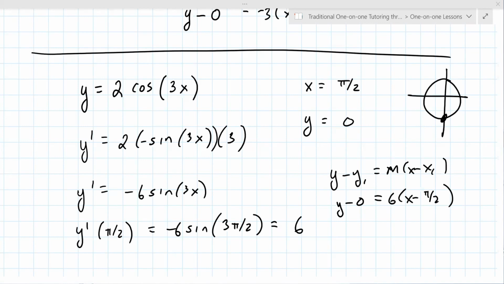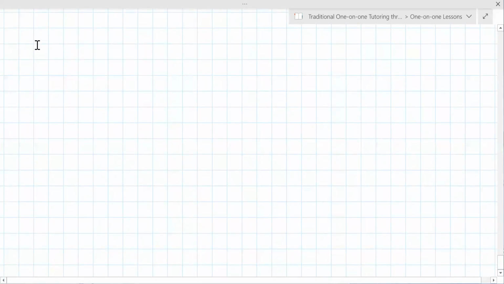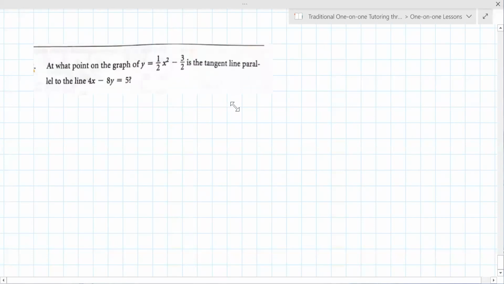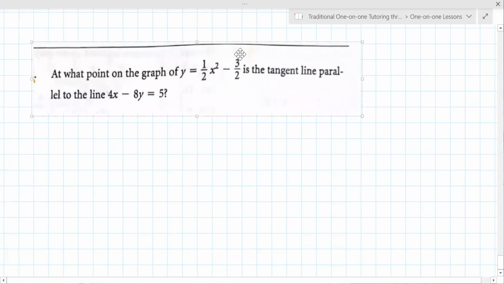A lot of pictures. Okay. I'm going to snip this one in, but we'll work it out together. It's one of these obscure questions that would probably be challenging without seeing something like this first.